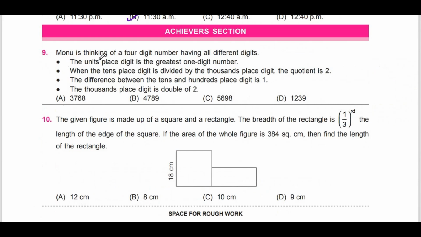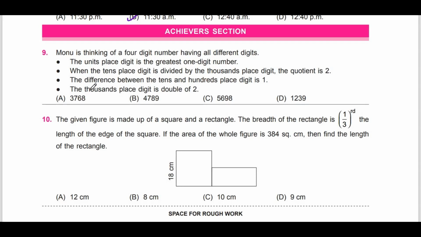9th question is, Mono is thinking of a 4-digit number having all different digits. So the 4-digit number, it has to have all the different digits. No digits are repeated. The units place is the greatest 1-digit number. When the tens place digit is divided by thousands place, the quotient is 2. The difference between the tens and the hundreds place digit is 1. The thousands place is the double of 2. So we have 4 clues to find out the answer what Mono is thinking. Mono has given us 4 clues.